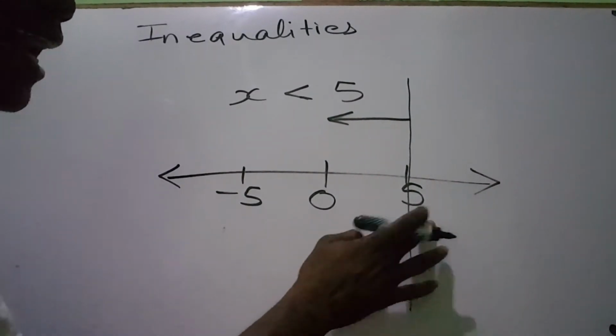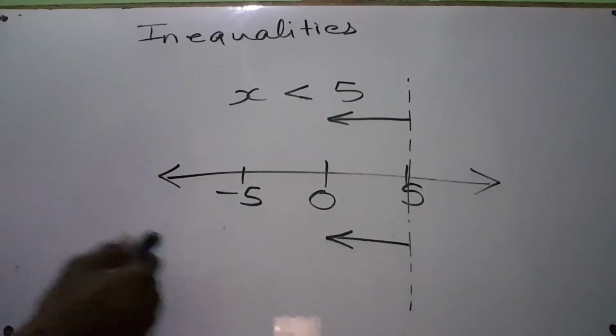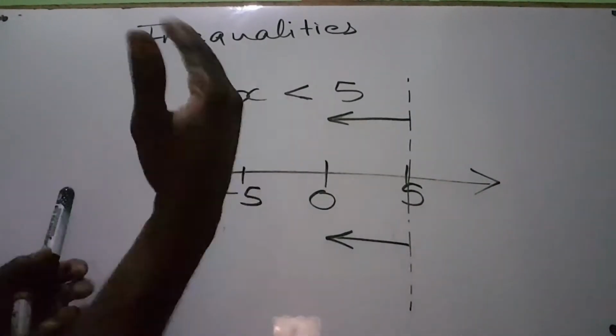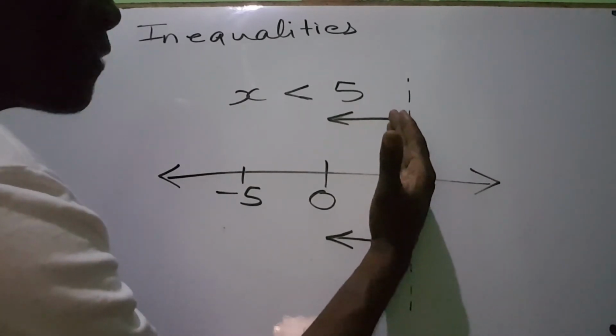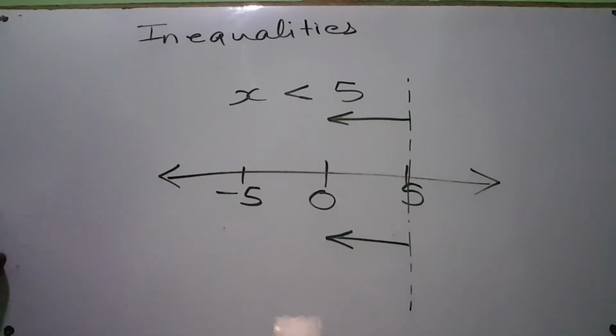I'll use a broken line here because 5 is not a part of the solution region. The region is to the left of 5 on the number line, and every other number coming that way to -infinity.